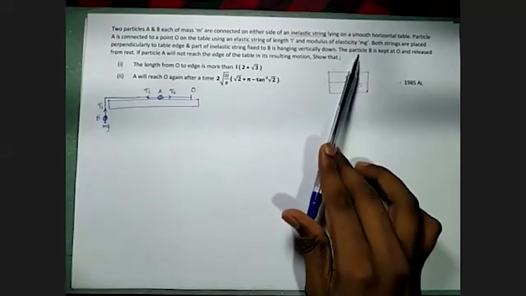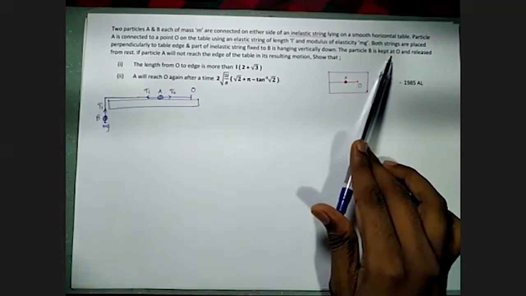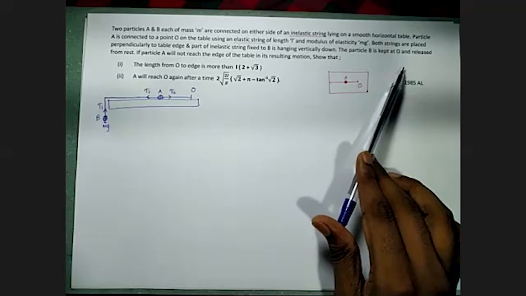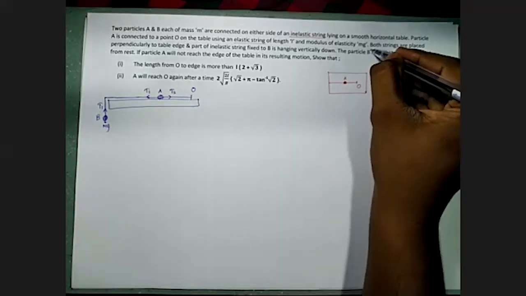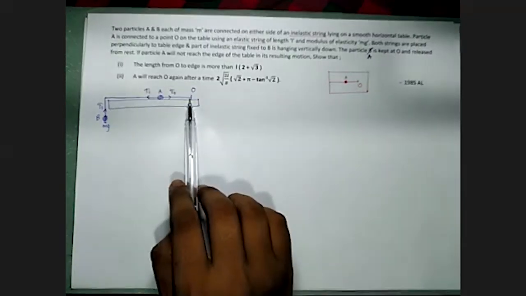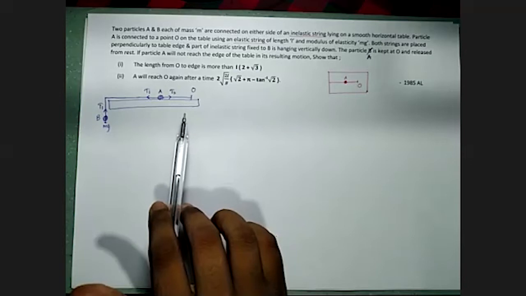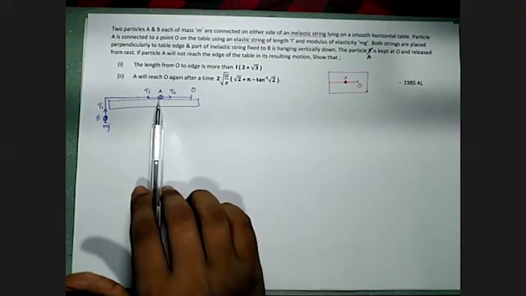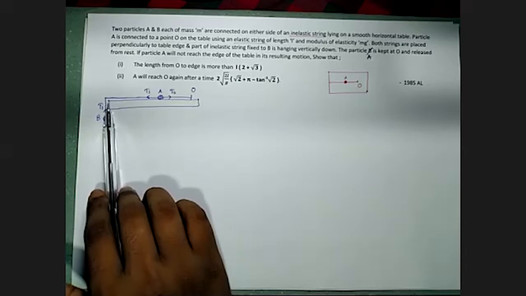The particle B, I'm reading here, particle B is kept at O and released from rest. This should be A. It's a printing mistake. This should be particle A, not B. The particle A is kept at O. This is taken to O and going to be released. And particle A is not going to reach this edge in its resulting motion.